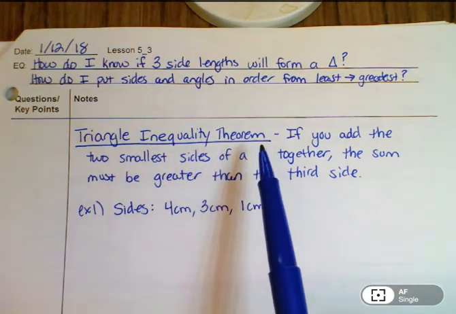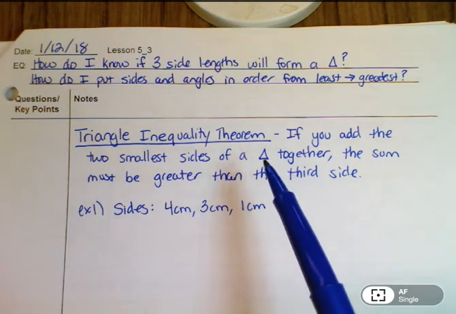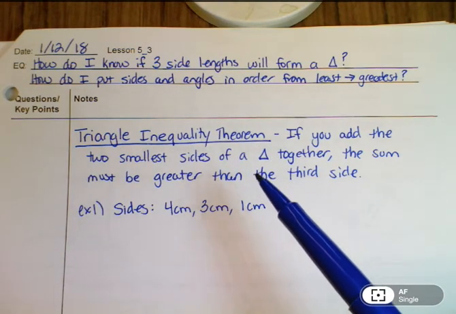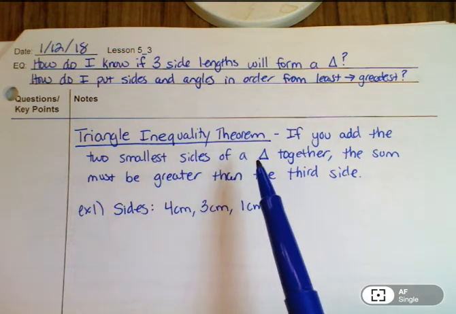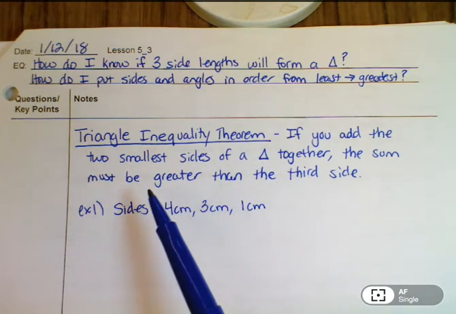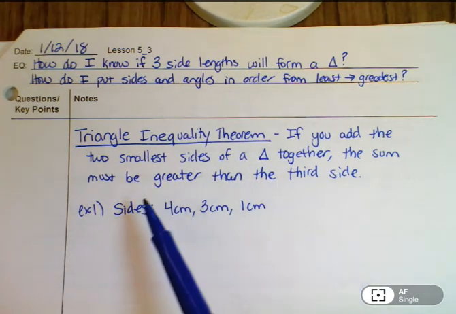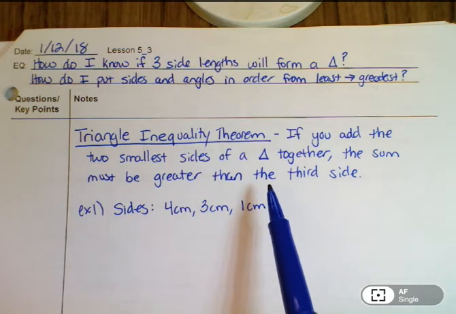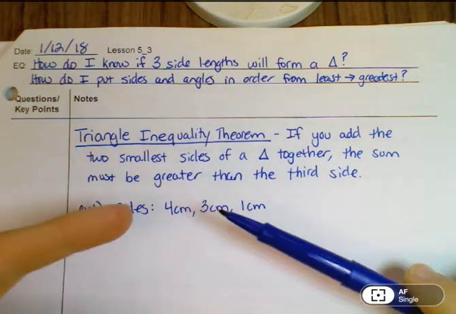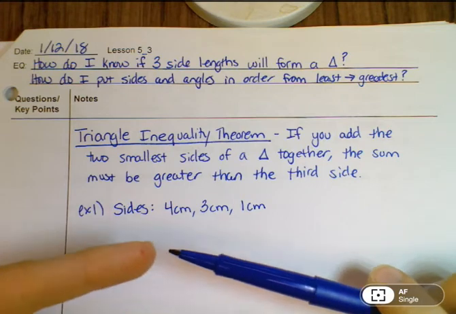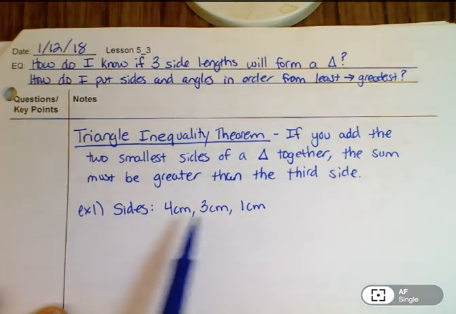I want to read through this. We talked about it really quickly at the end of class last time when we were doing all those toothpick things. But the triangle inequality theorem says, if you add the 2 smallest sides of a triangle together, the sum must be greater than the third side. And that's because otherwise the 2 smaller sides just won't be able to meet. And so this is example 1.